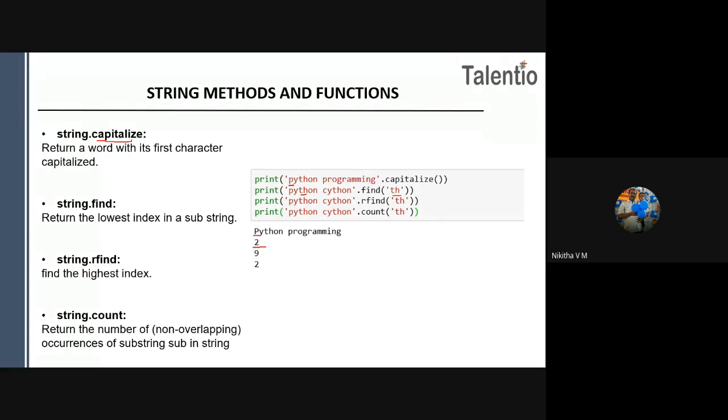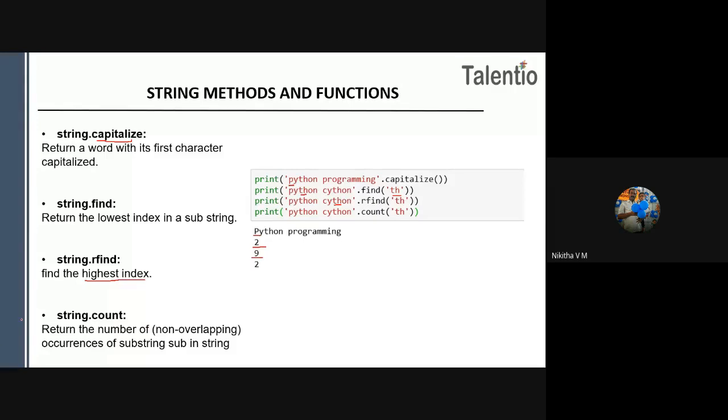String dot rfind. Rfind is going to give you the highest index, which means nothing but the last occurrence. So what is the last occurrence? The first th is the first occurrence. Again in the last you have one somewhere here. Right? So 0, 1, 2, 3, 4, 5, 6, 7, 8 and 9. So t is again in the ninth index. So that's the reason we are getting 9.